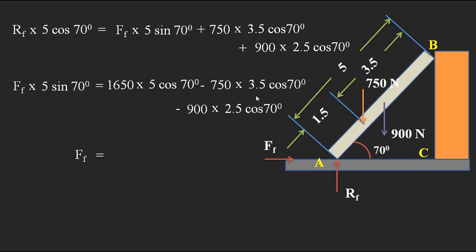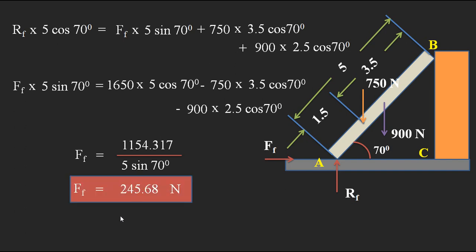So when you evaluate this entire term with the help of the calculator, we get the value as 1154.317 divided by, as it is, 5 sin 70 degrees. Again modifying this equation, FF is equal to, we get the value as 245.68. So use the calculator and calculate the value. Automatically the force of friction we get is 245.68 newtons. So this is the force of friction. So we have determined the force of friction with the help of the weights and the reaction force we have determined with the help of the data.